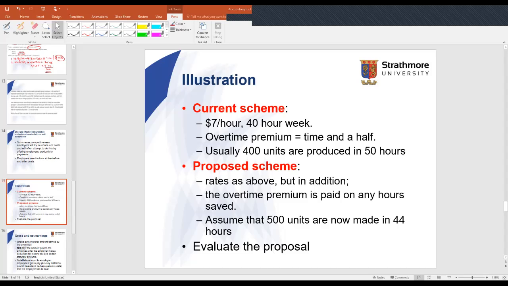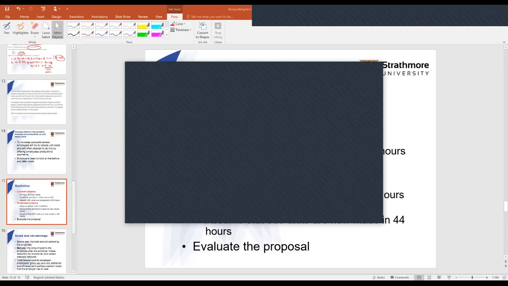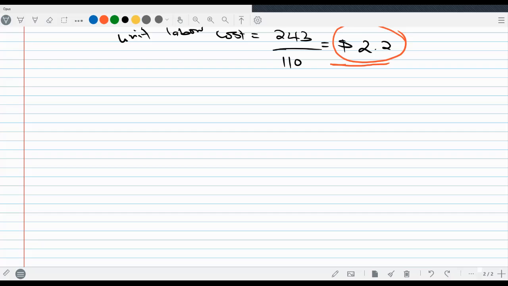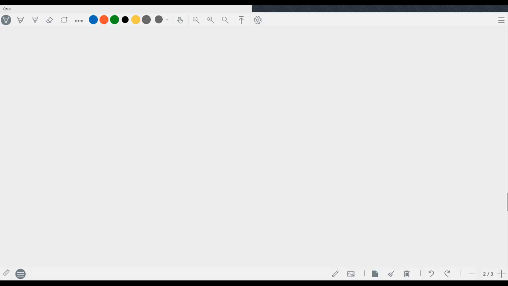Okay, I suppose you've gone through it and made an attempt. Let's try it together, confirming your workings. In this example, you are told that the company has two proposals: one is the company's current scheme and the other is the proposal. So we need to make an evaluation and advise the company as to which of the two schemes is better.